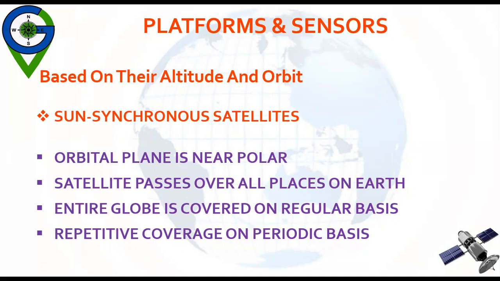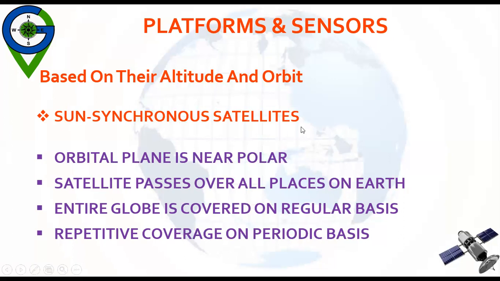The plane that contains the Earth's equator is known as the equatorial plane. These sun synchronous satellites are also known as polar satellites. These are the satellites which continuously cover the whole Earth on a regular basis. So these satellites are used to collect data about natural resources or for land use purposes.